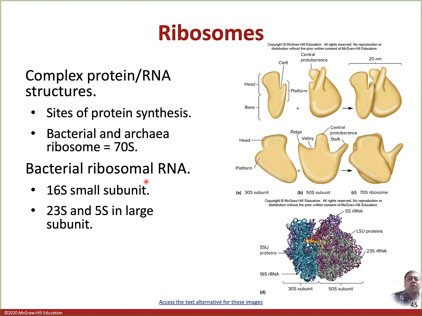The next structure that is present in the cytoplasm is the ribosome. This is the universal structure for protein synthetic machinery, and it is a complex of protein and RNA. The bacterial and archaeal ribosomes are 70S in size. So let's take a look at what they are composed of.